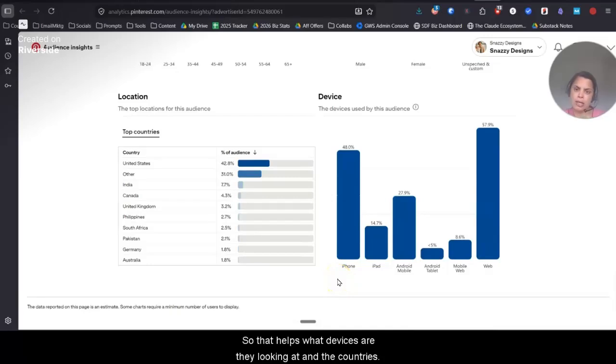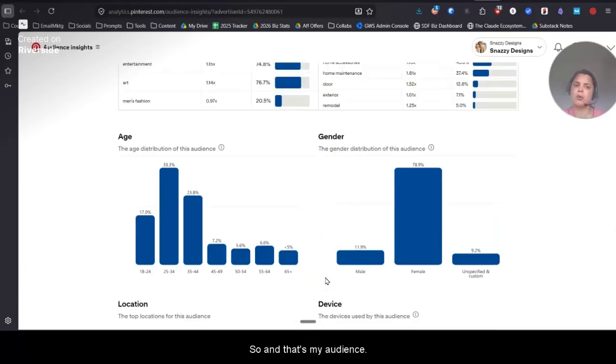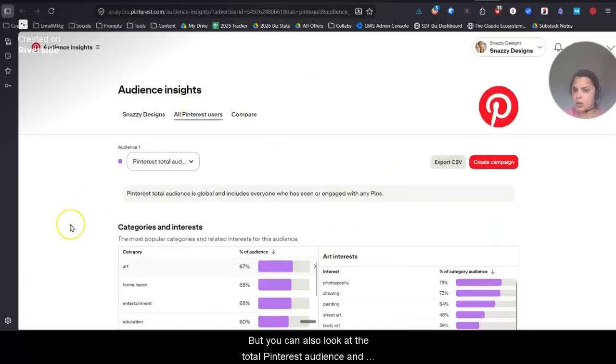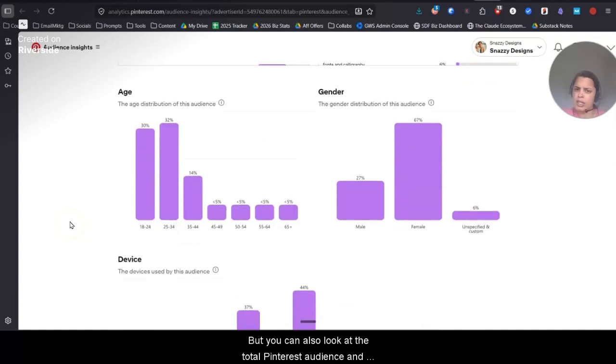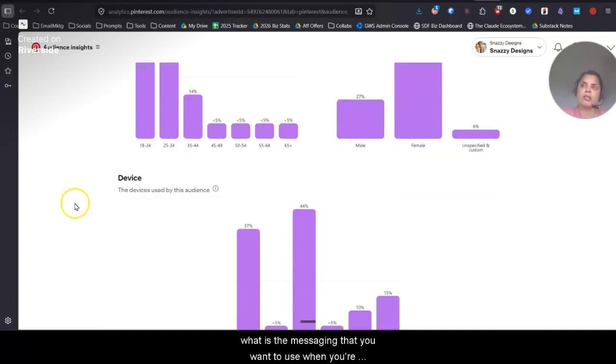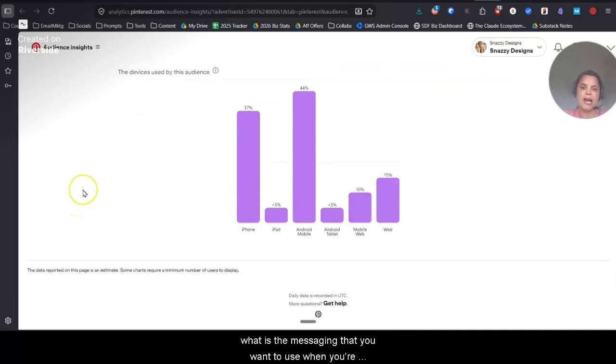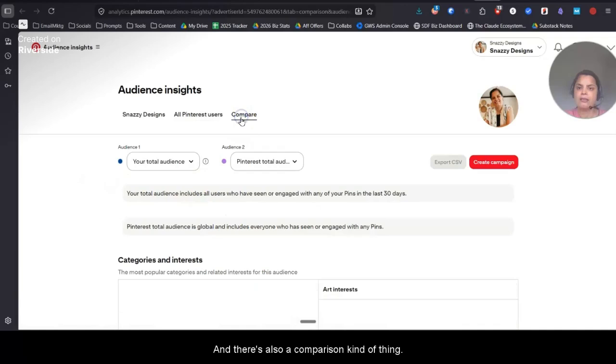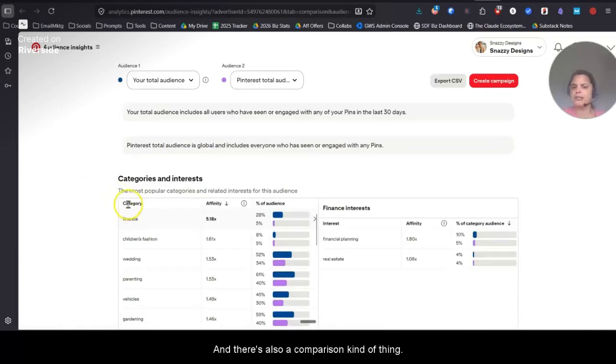What devices are they looking at, and the countries. So, that's my audience, but you can also look at the total Pinterest audience and see the kind of users that you can find on Pinterest, and try and see how much they align with your audience, and what is the messaging that you want to use when you're in Pinterest, right? And there's also a comparison thing, so it's quite interesting.